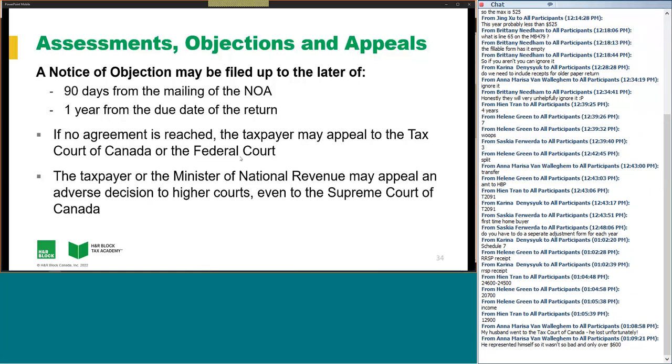Try an adjustment first, and then if you try an adjustment and that doesn't work, notice of objection may be the place to go. If that doesn't work, you're kind of out of options after that. Tax court if you can afford it, or if you're comfortable representing yourself. All right.